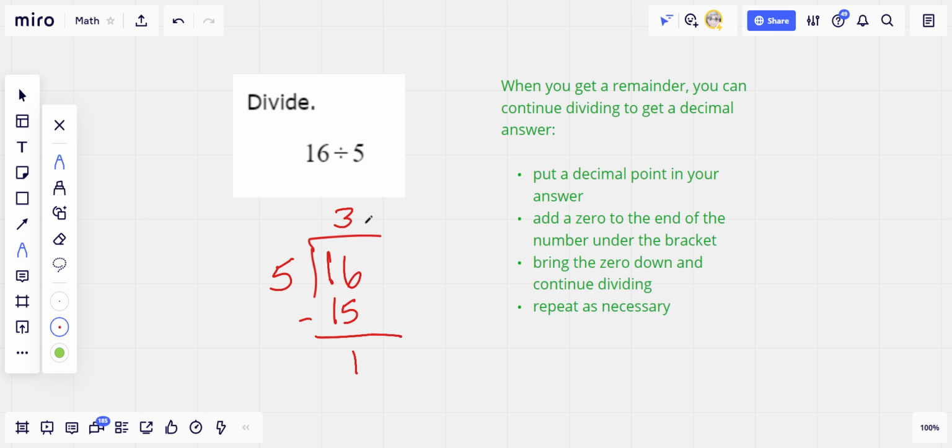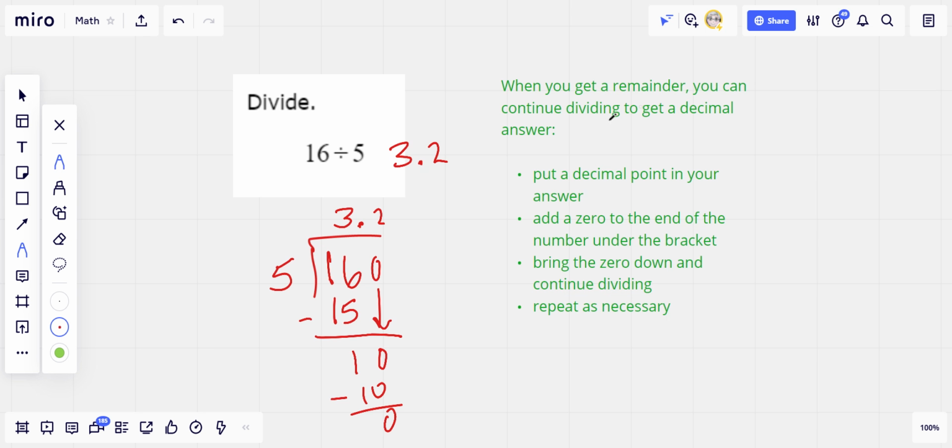If we want to go on, you just put a decimal point here, okay? And then you just add a 0 and bring it down. Now, how many 5s go into 10? 10 divided by 5 is 2, so that's even. So 2 times 5 is 10, and then when we subtract, we get a 0, no remainder, so we're done. And the answer here is not 3 remainder 1. I mean, well, it is, but if you want to express it as a decimal, it is 3.2.